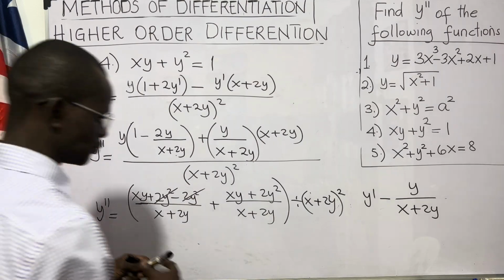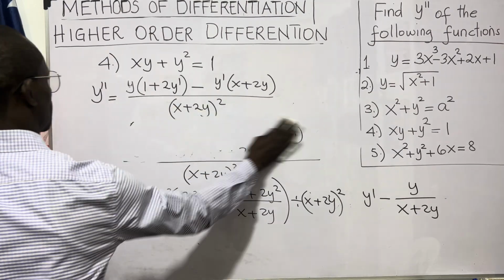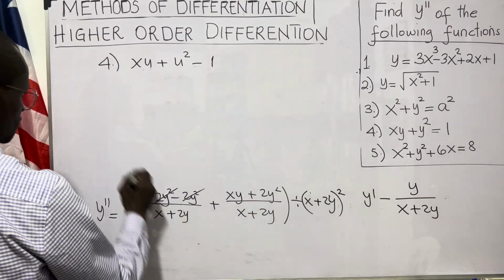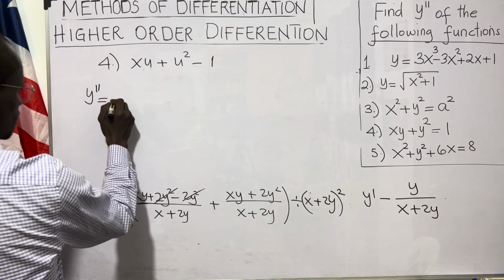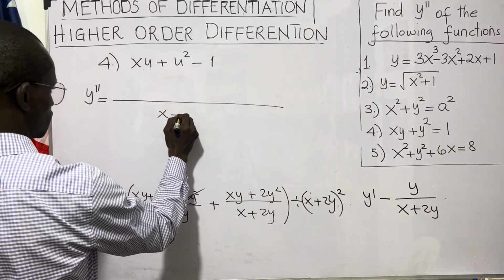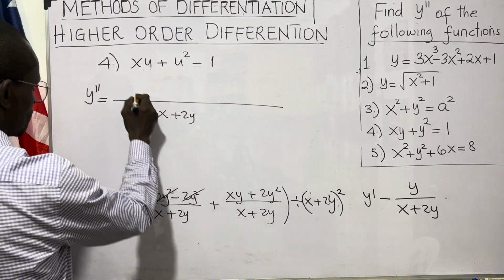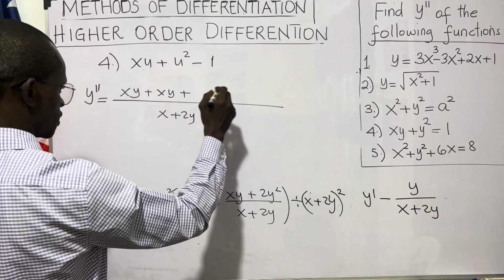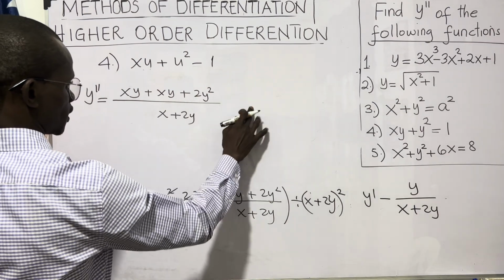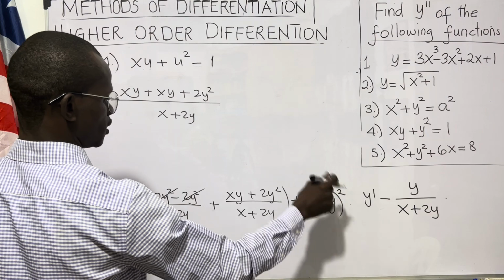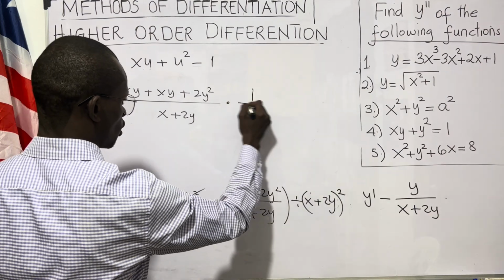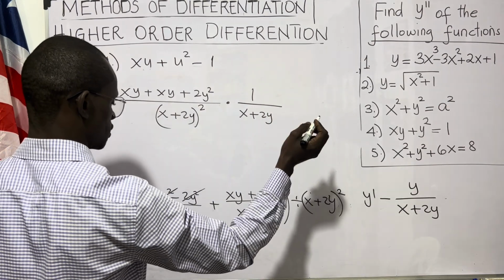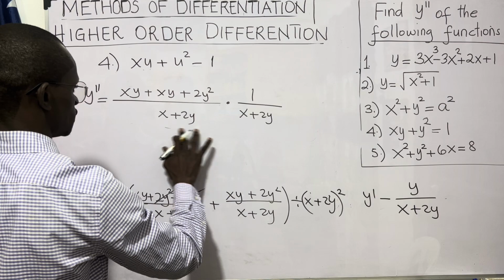So what do we do next? We simplify again. So LCD: the denominators are the same, so we just take one of them, x plus 2y. Then we add the numerators, so it's xy plus xy plus 2y squared. If we reciprocate this one, it gives us times 1 all over x plus 2y. So this is squared. No, sorry, this is not squared. This is the one that is squared.